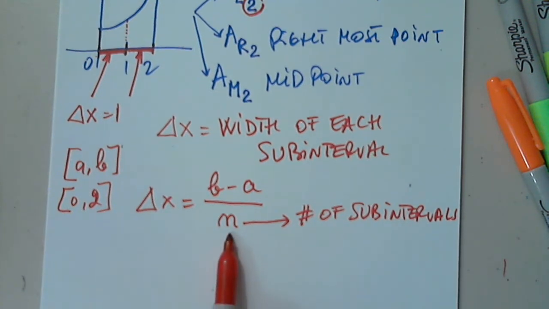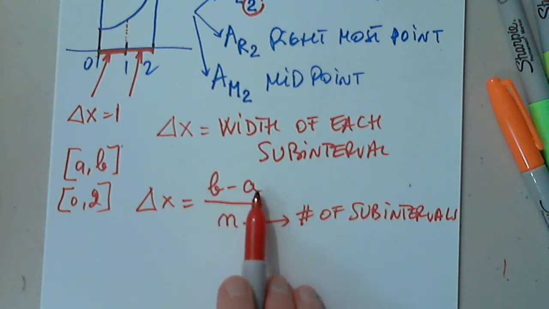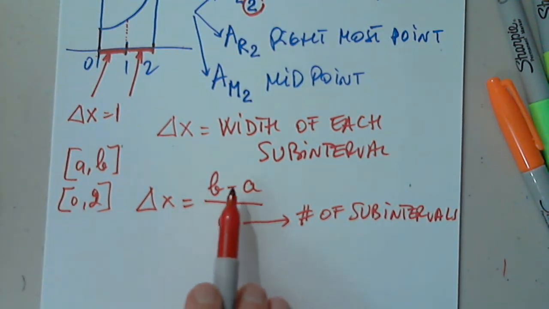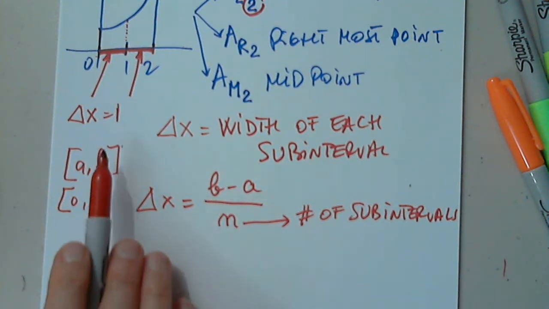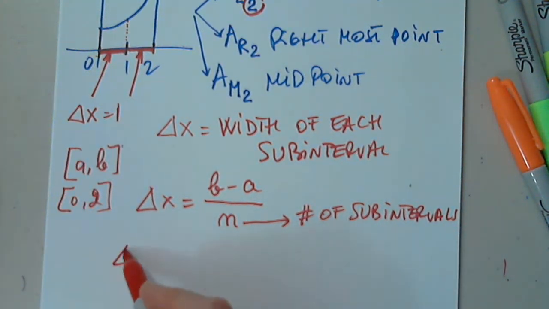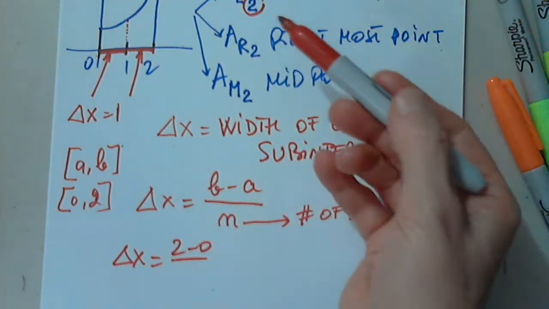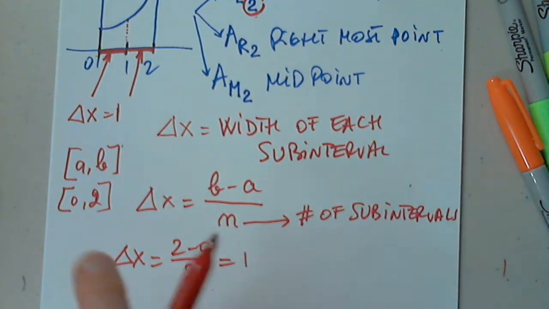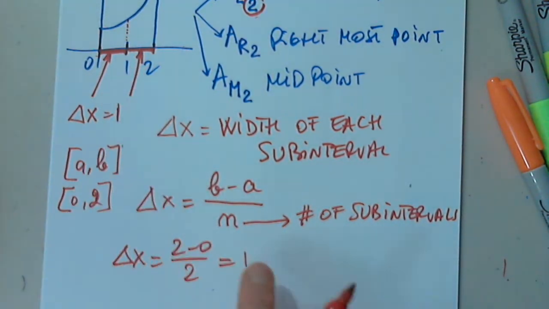So my n is 2. 2 minus 0 over 2 is 1. One more time, delta x, 2 minus 0, divided by the number of subintervals we started with. So that's how we get the width of each subinterval to be 1. Okay, I got that.